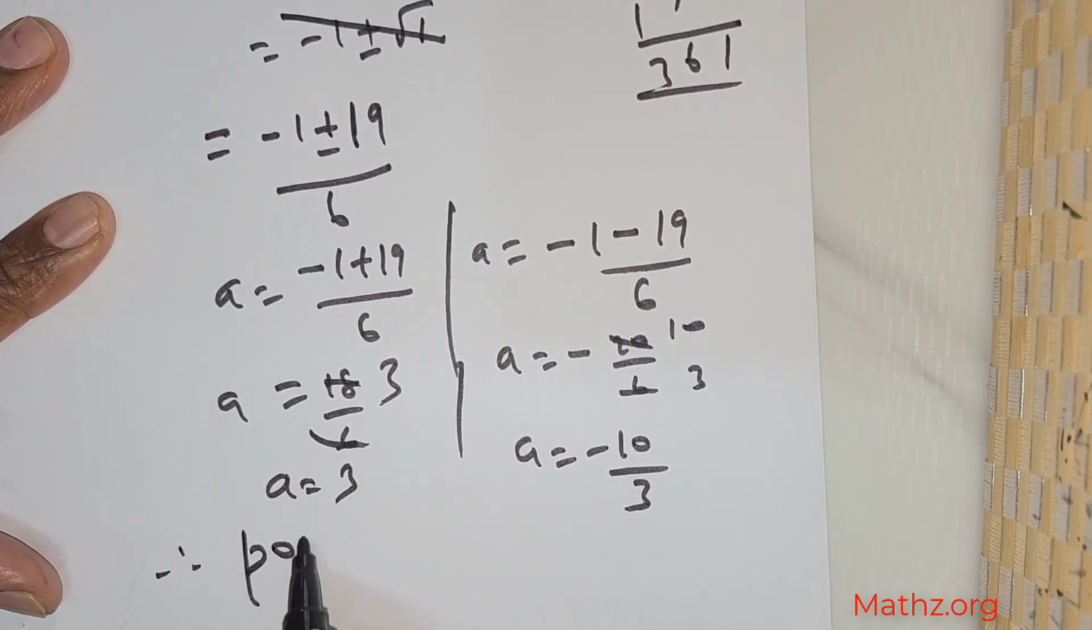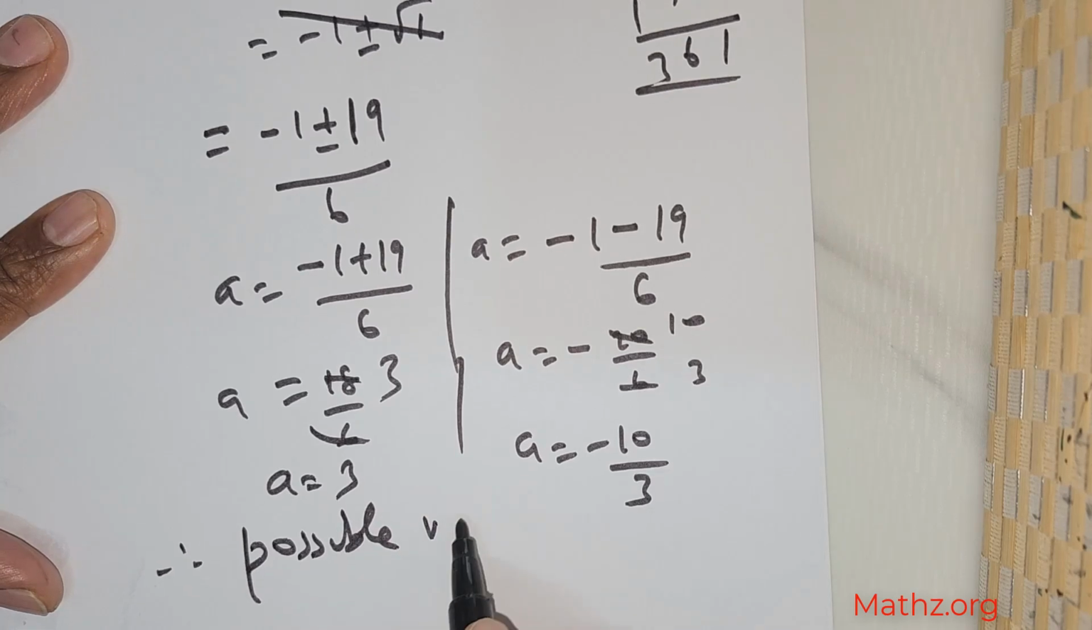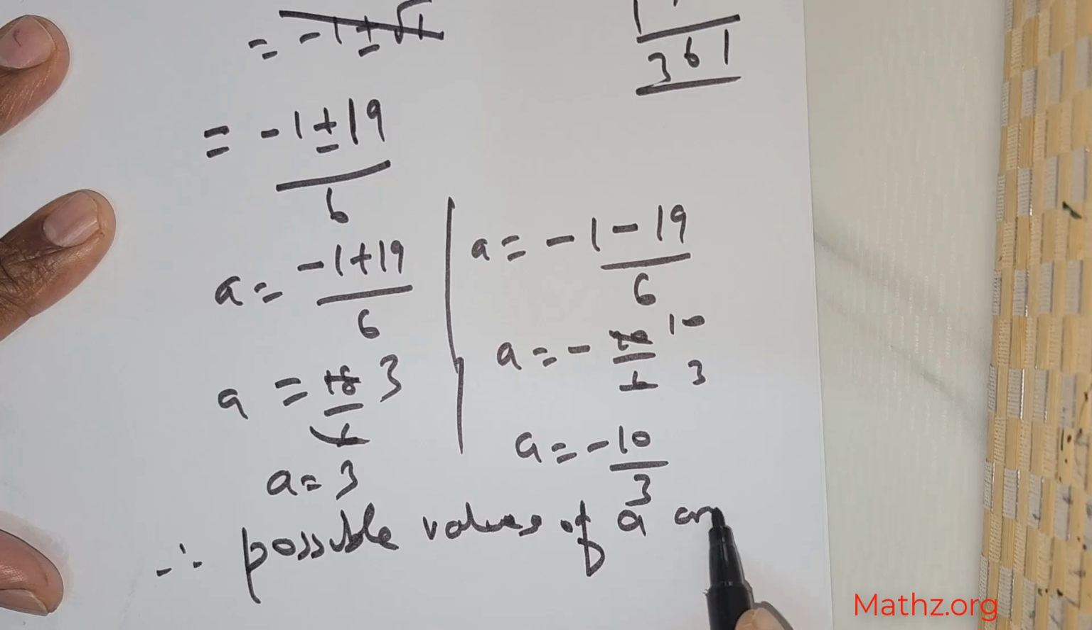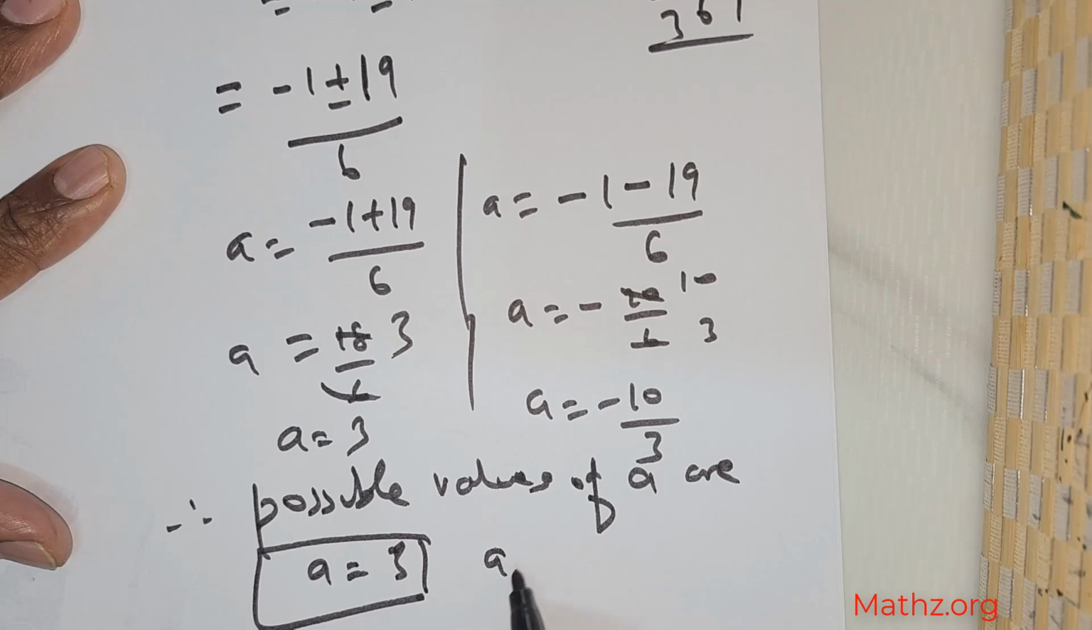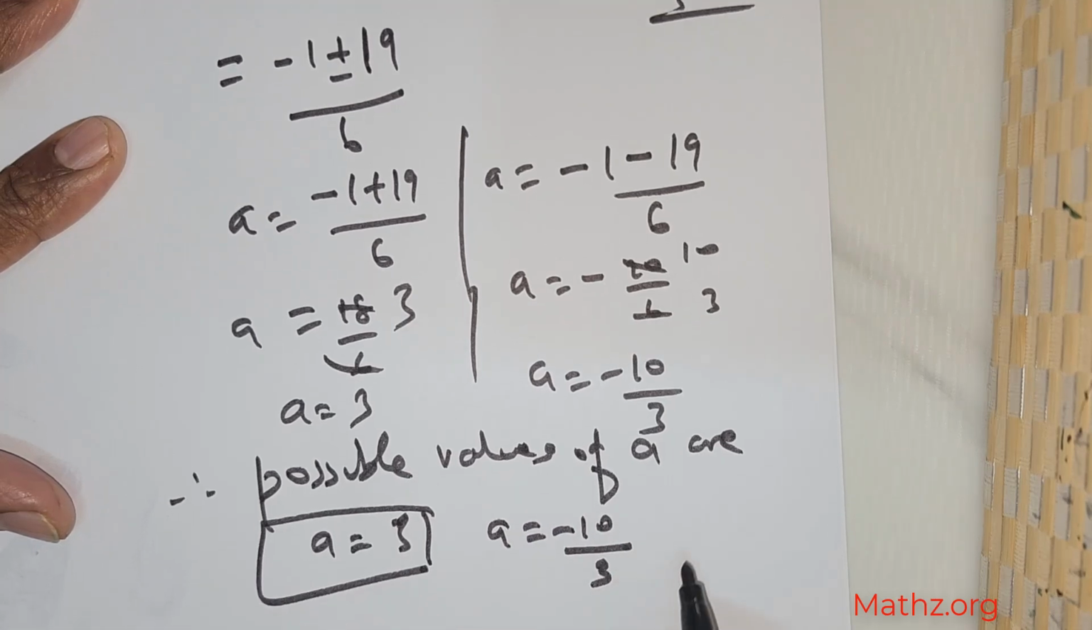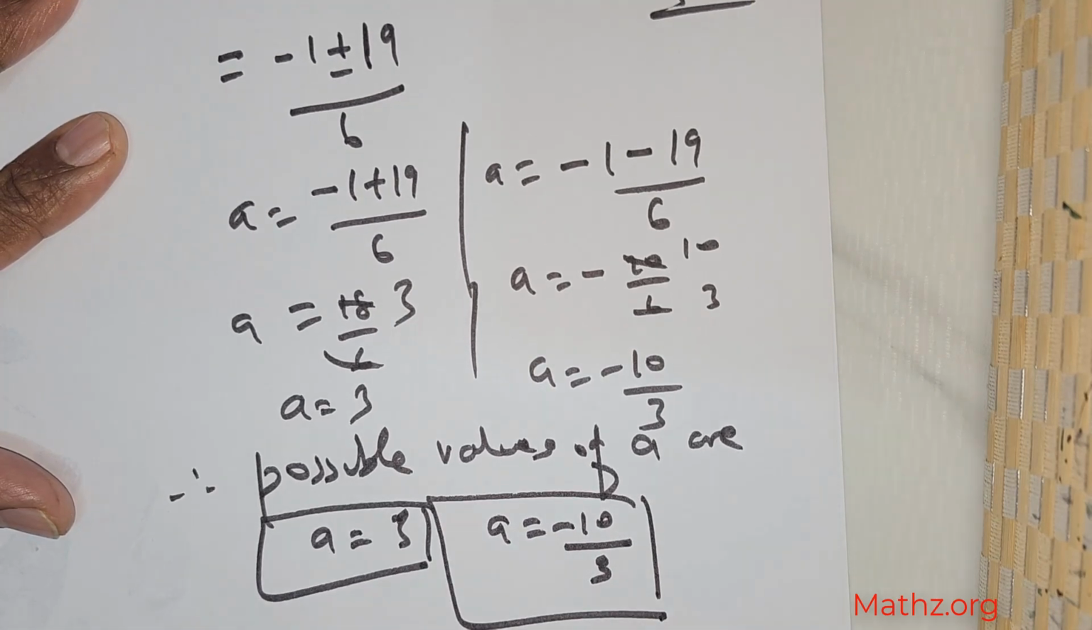So therefore the possible values of a are a is equal to 3 and a is equal to negative 10 over 3. That's the solution for this question.